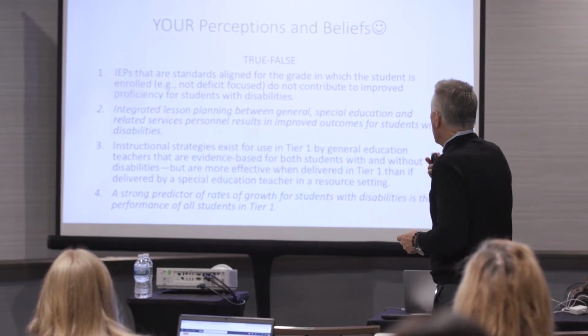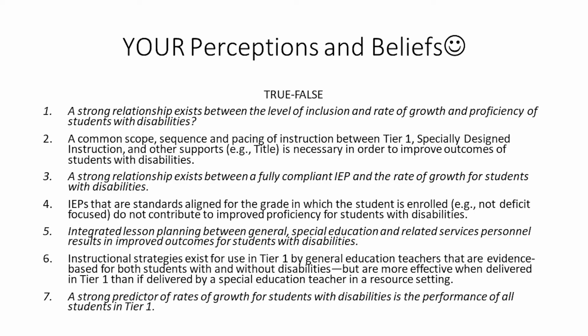We'll talk about it. Instructional strategies exist for use in Tier 1 by general education teachers that are evidence-based for both kids with and without disabilities. And for kids with disabilities, those instructional strategies grow those kids faster if it's done in Tier 1 than in small group instruction. What do you think about that?